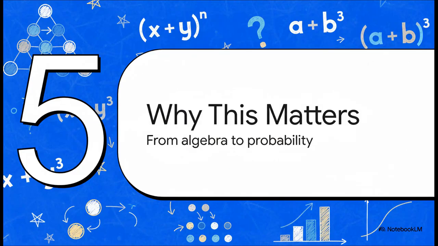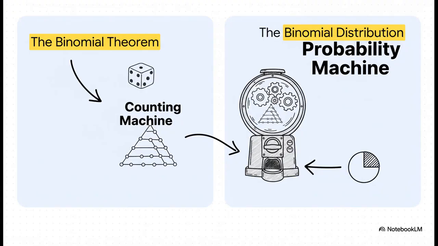Okay, so who cares, right? Why does this algebra formula from hundreds of years ago still matter today? Well, it's because this theorem is actually the engine that runs behind the scenes for calculating probabilities in a ton of real-world situations. Here's the connection.